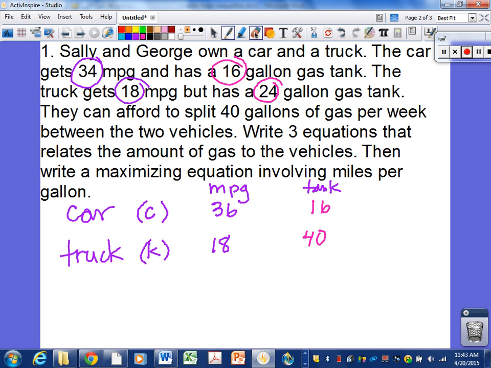24? Me caramba. Seriously, what is today? Monday? Friday? I don't even know. Someday. Today is Sunday. 24 gallon tank. And let's see, what else haven't we said yet? We haven't used 40 gallons anywhere.